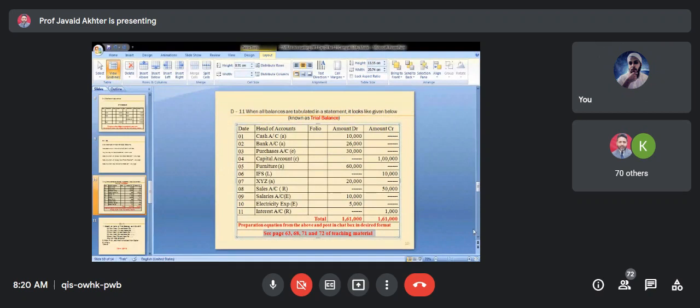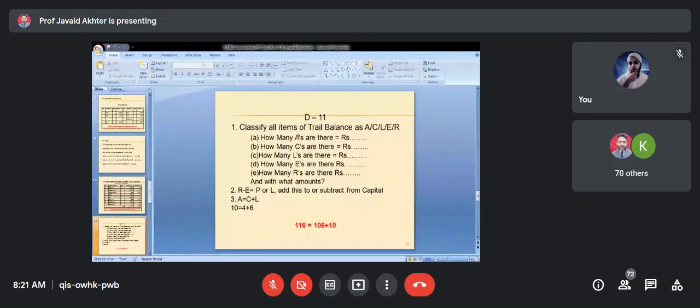Now we move on to the next point of discussion. If you have any question, I'll clarify. Otherwise, I'll move on to the next topic. I am removing these from the slide so that when it is posted, at least you will be able to do it yourself. So we move on to the next slide. Classify the items of trial balance that I have already explained to you, and it was there on your screen as well.